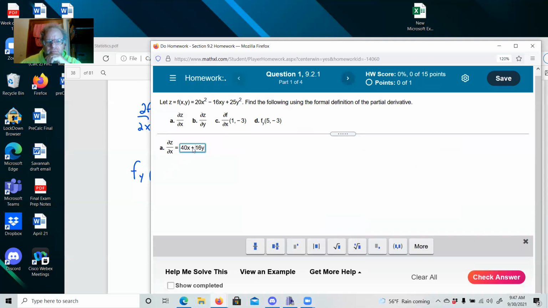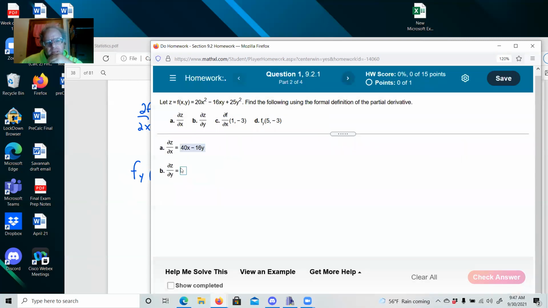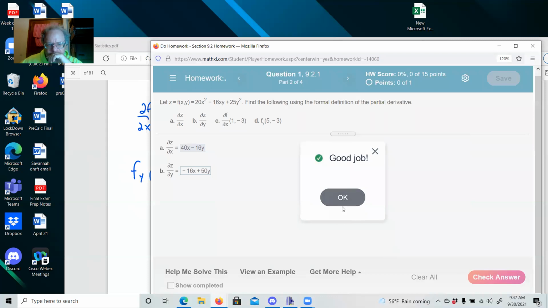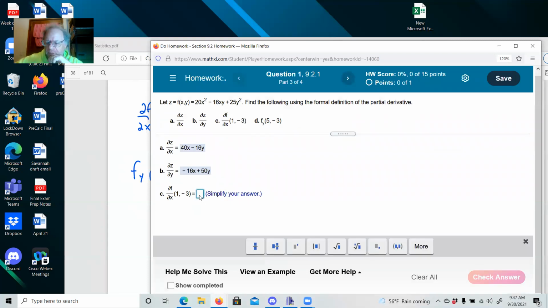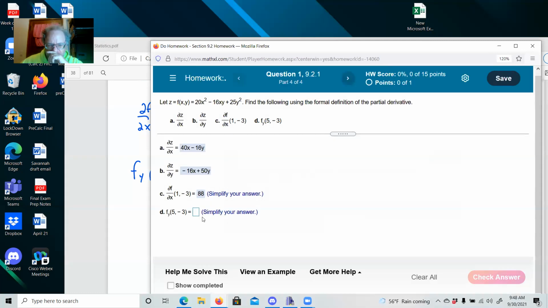Oh, minus. Very good. All right, so this one was going to be minus 16x plus 50y. And then we came up with, what, 88 for this one? And then we have negative 230 for the next.